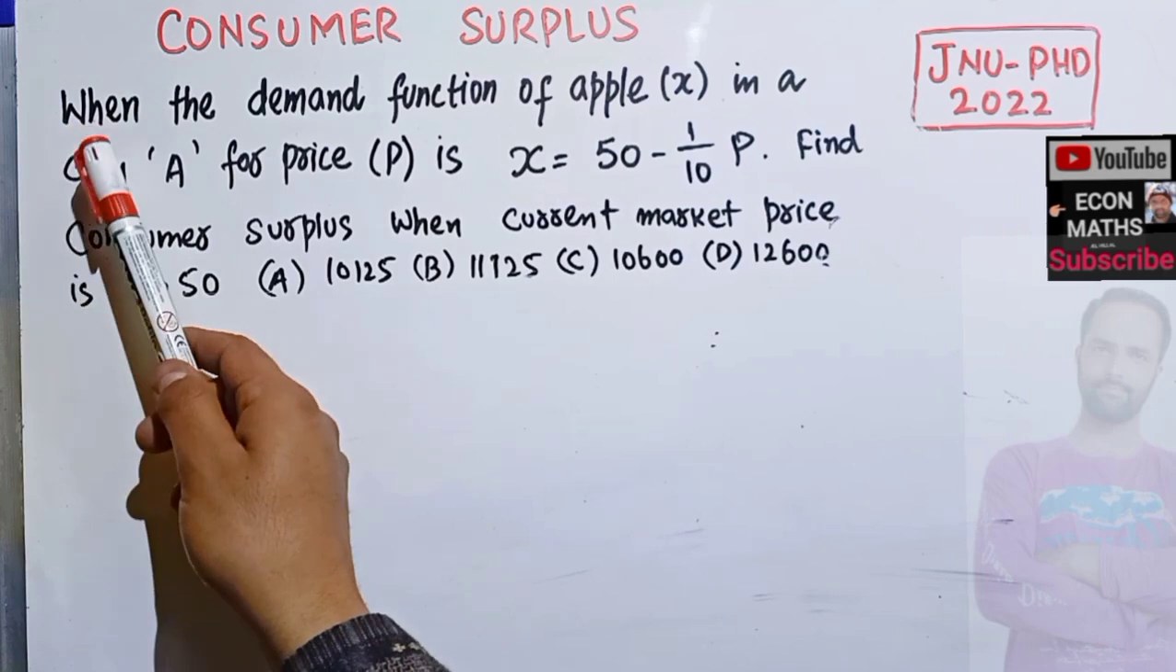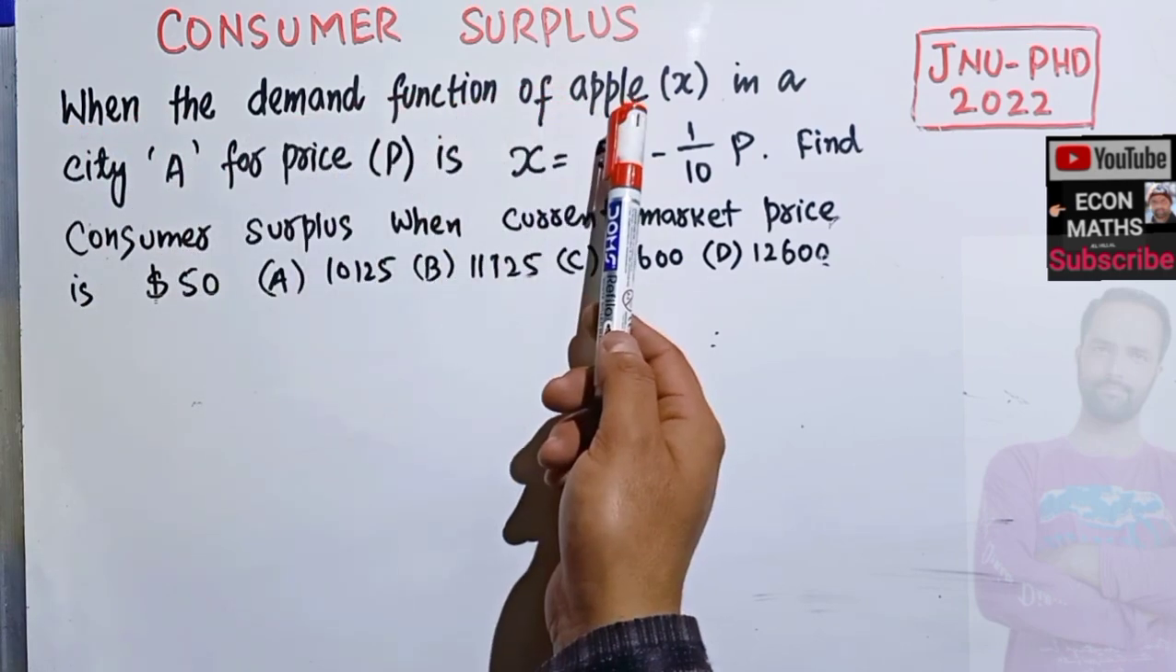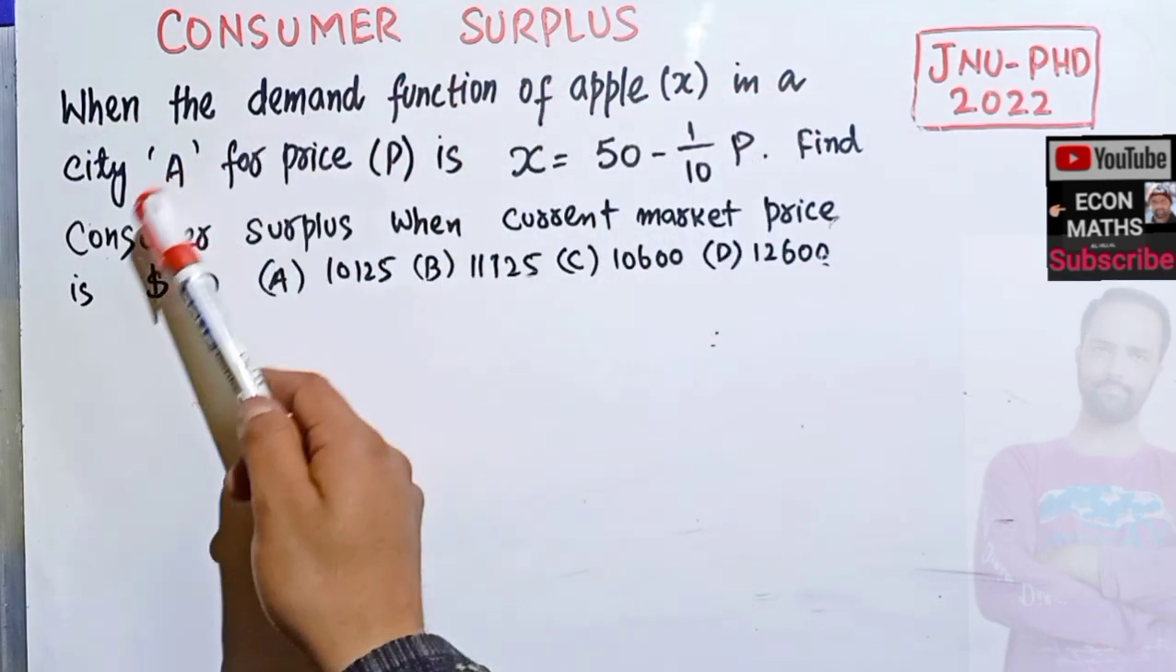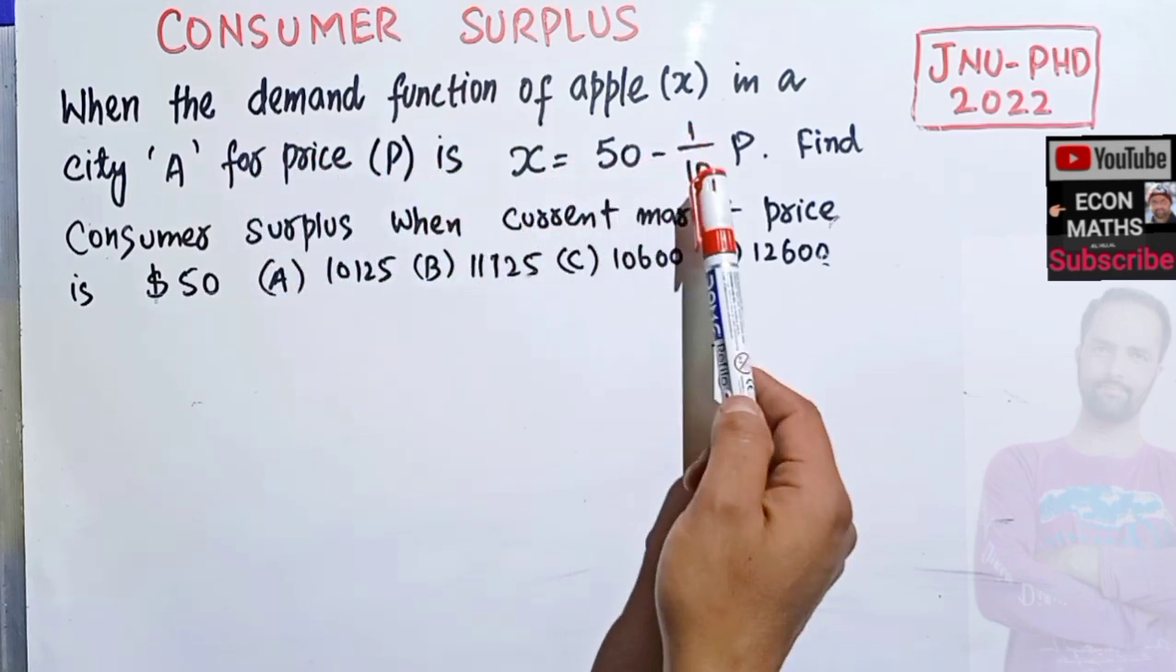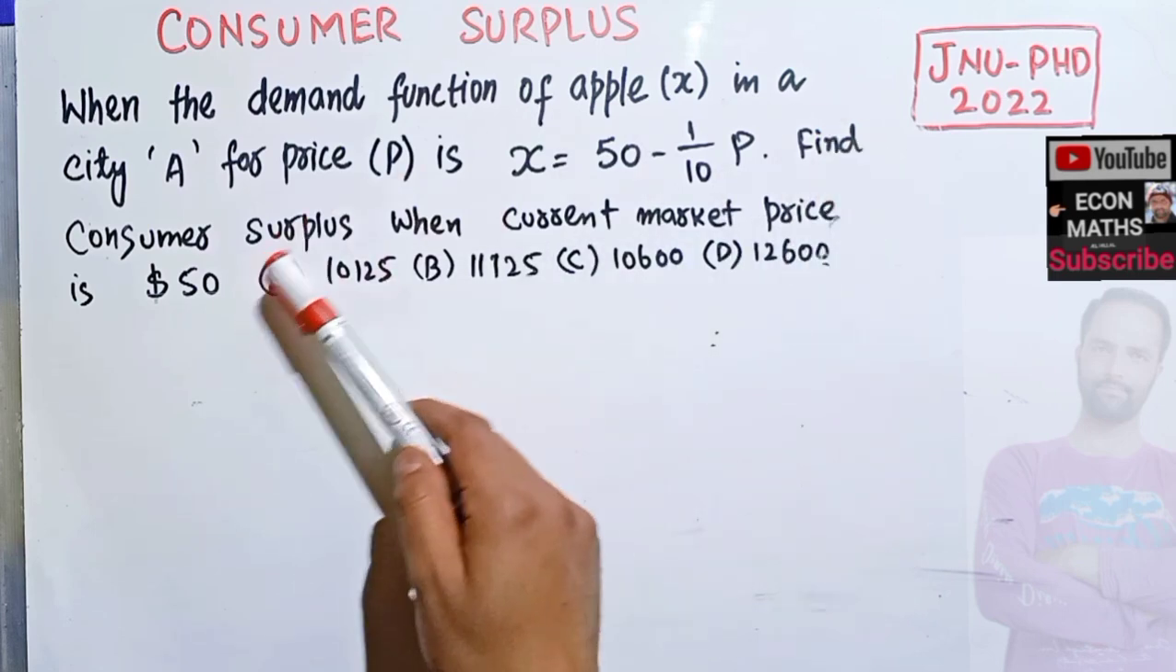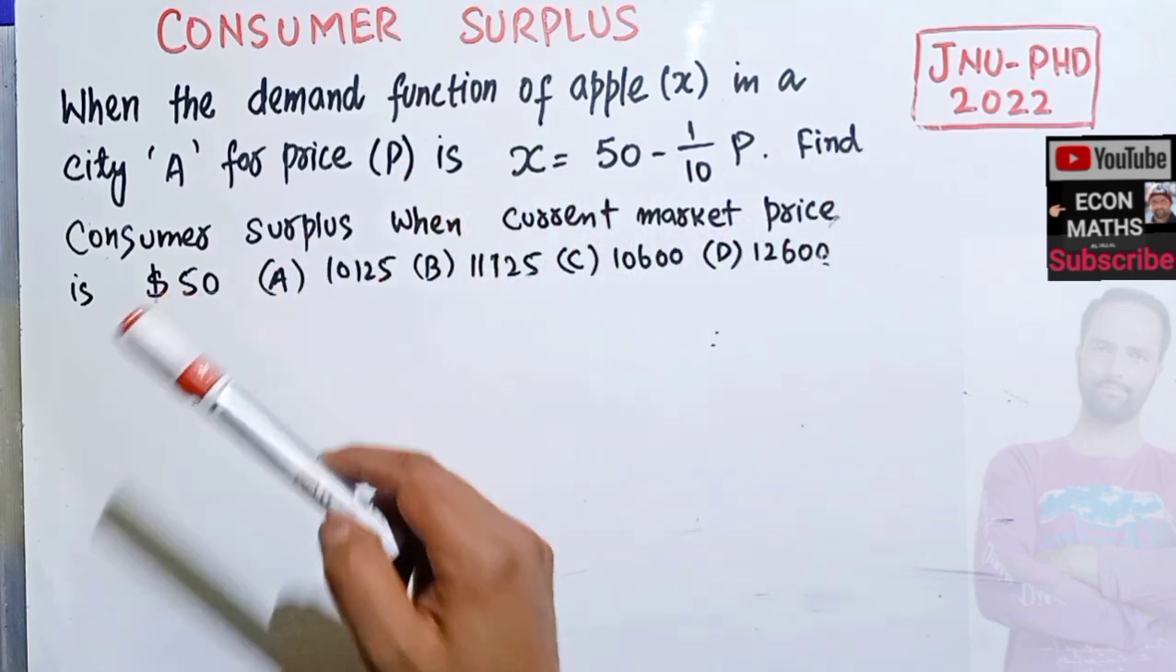The question goes like this: when the demand function of Apple, which is denoted by x in a city A for price P, is being given as x is equal to 50 minus 1 upon 10p, find consumer surplus when current market price is $50.